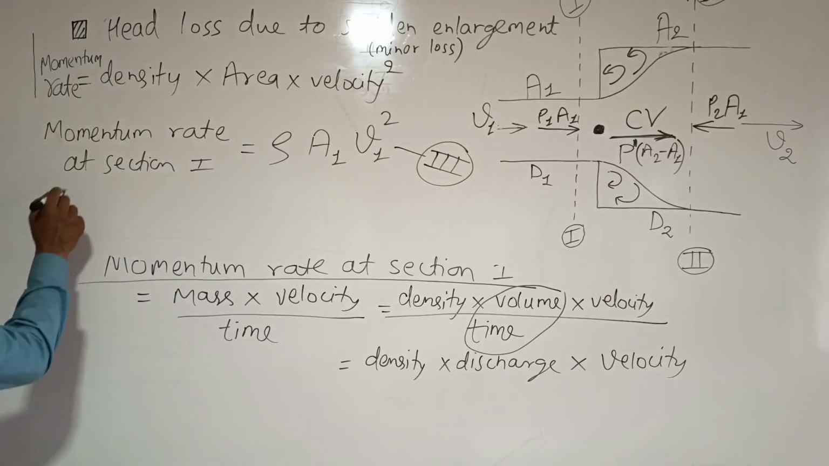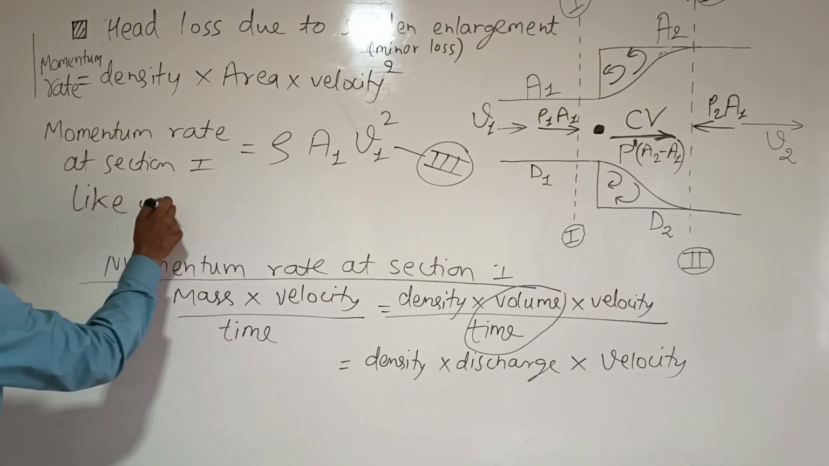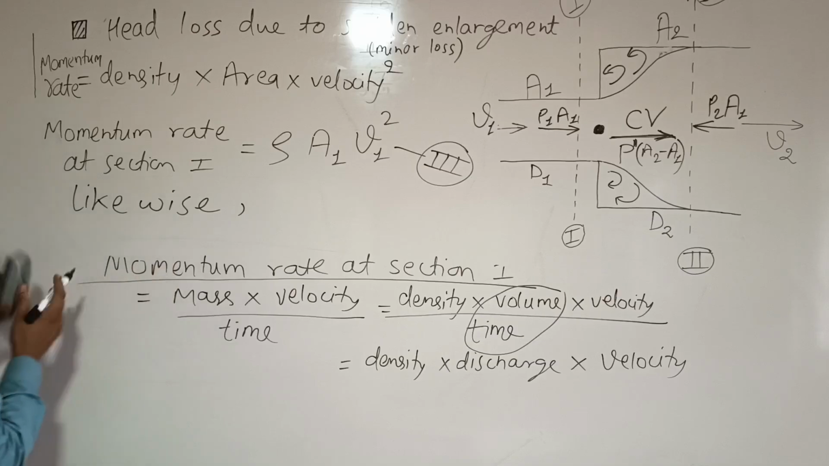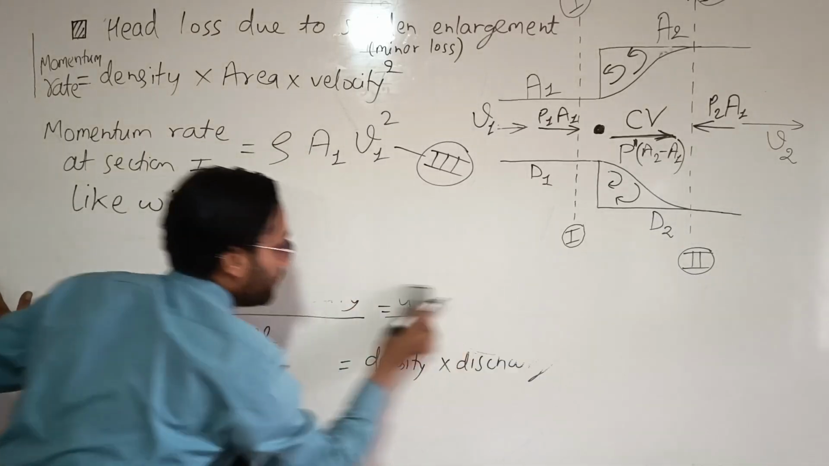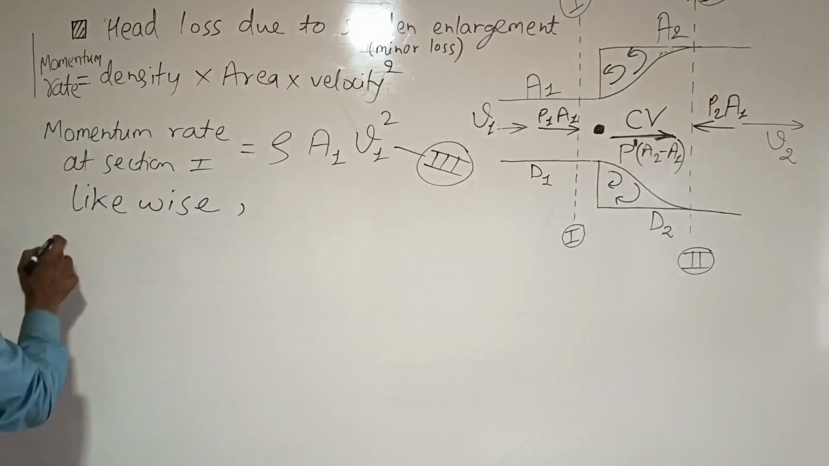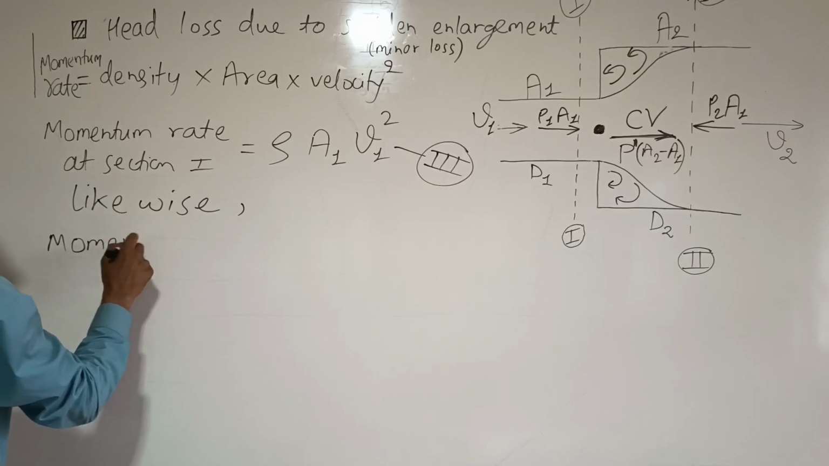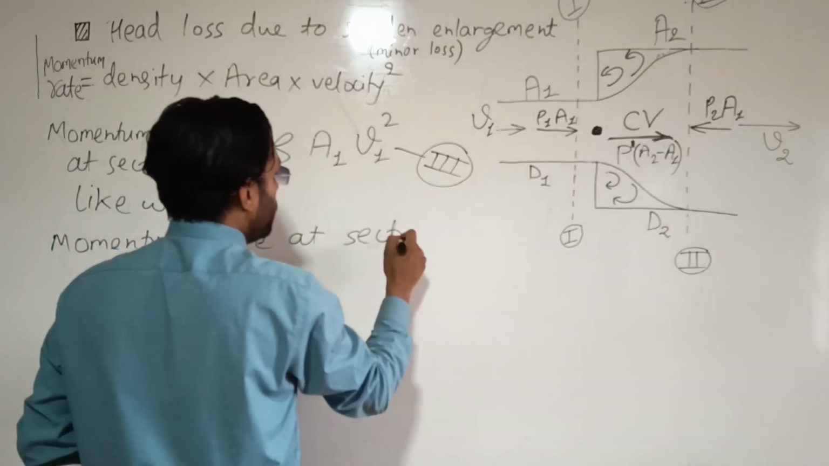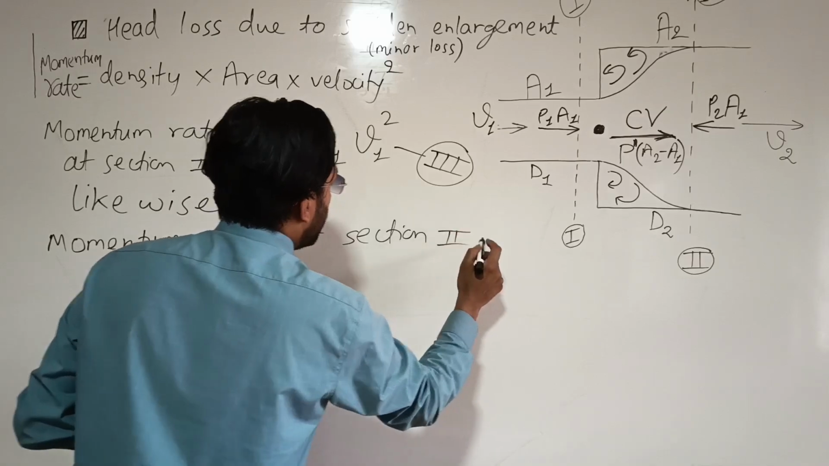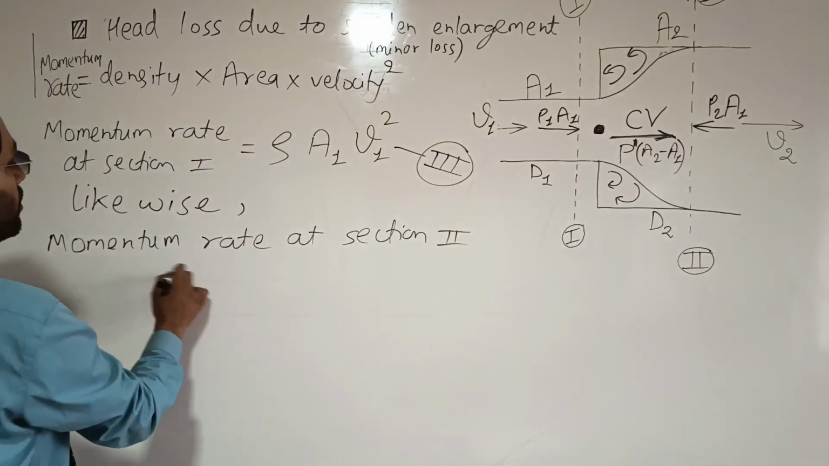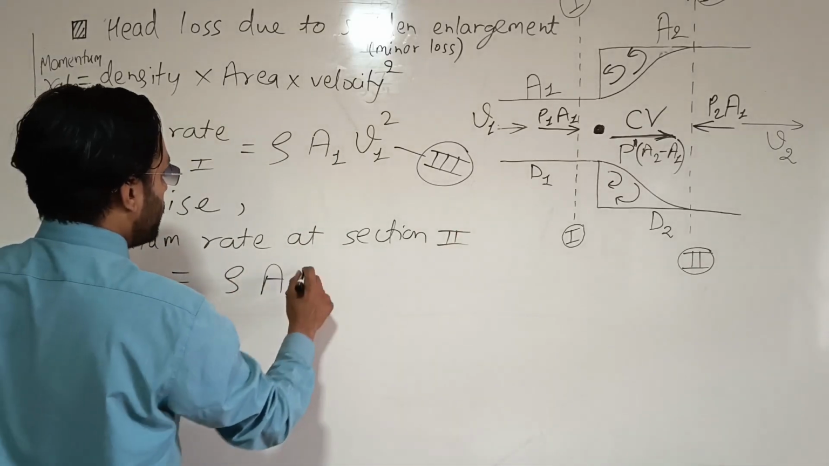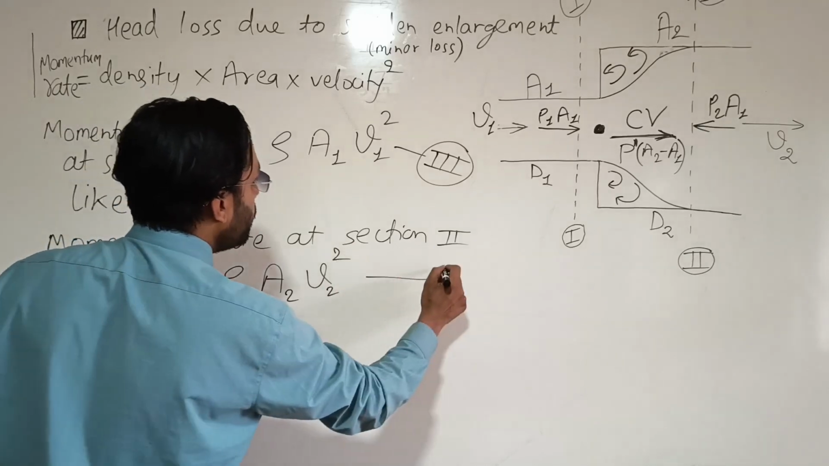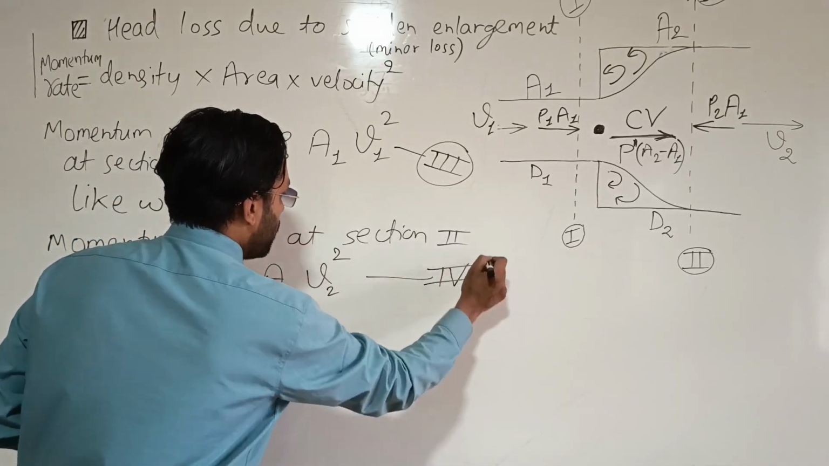And now likewise, what is the momentum rate at section 2? Momentum rate at section 2, you can directly write as rho A2 V2 square. Okay, the same process applies, and you can directly write this as rho A2 V2 square.